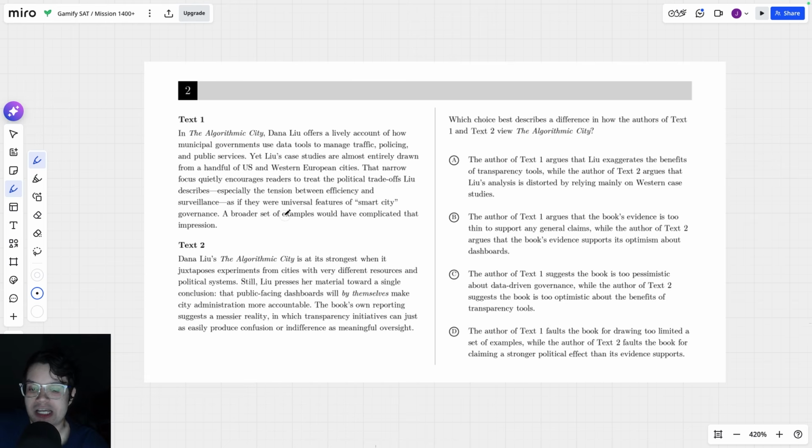She makes readers treat them as if they're just a feature of all, quote, smart cities, basically. A broader set of examples would have complicated that impression. So yeah, they should have used stuff from other countries rather than just US and Western European countries.